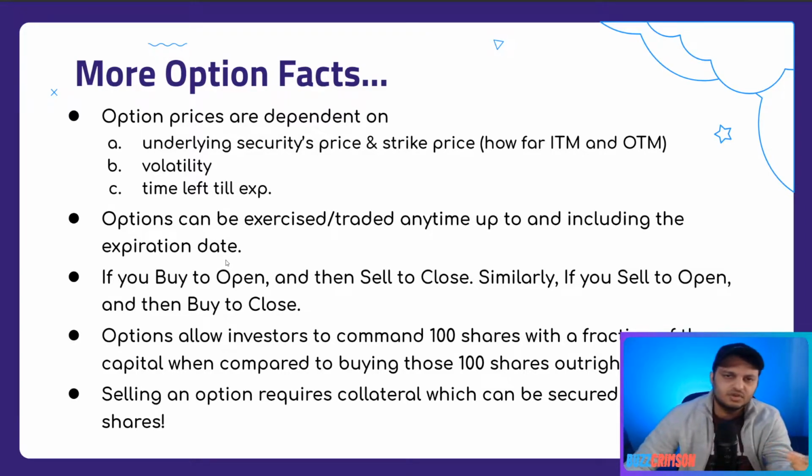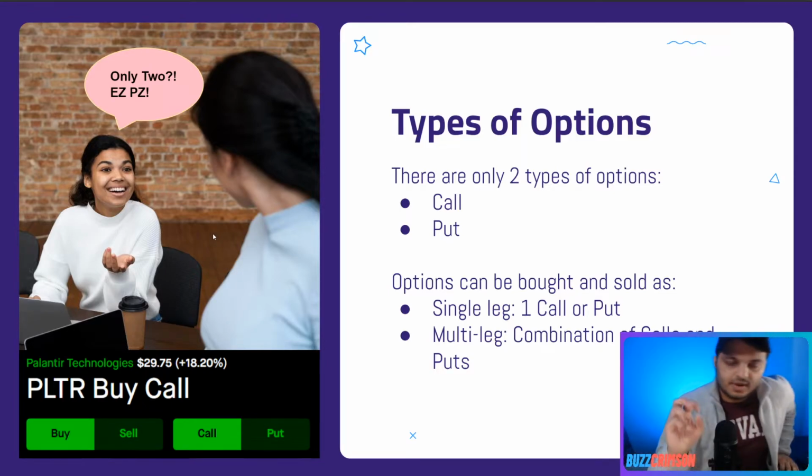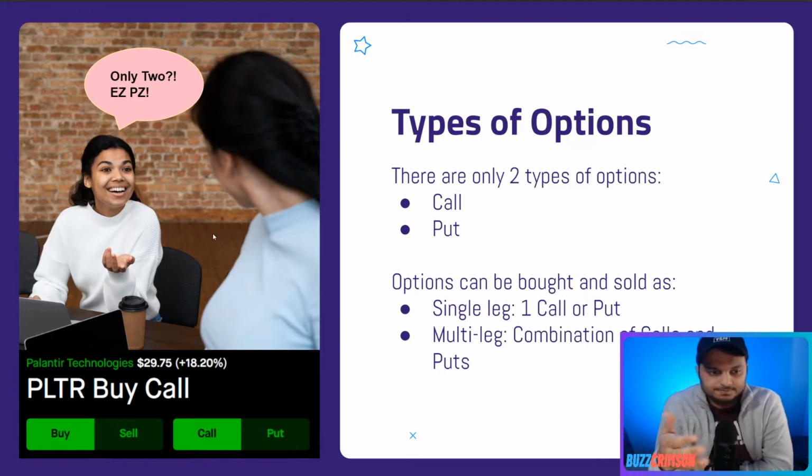I don't think you have to worry too much about that for now. I'll show you some examples later on about this. Okay. Types of options. We're finally here. So there are only two types of options: call option and put option.